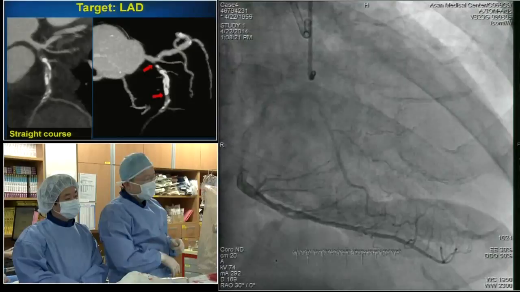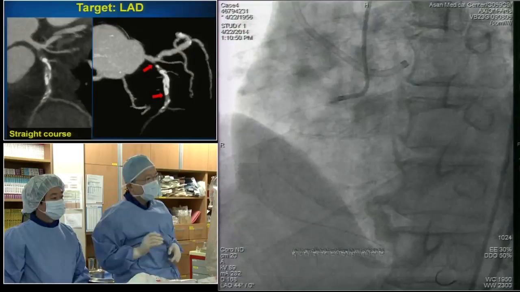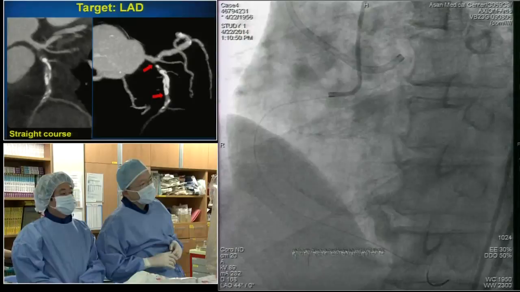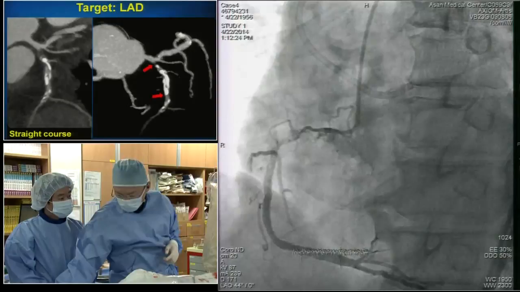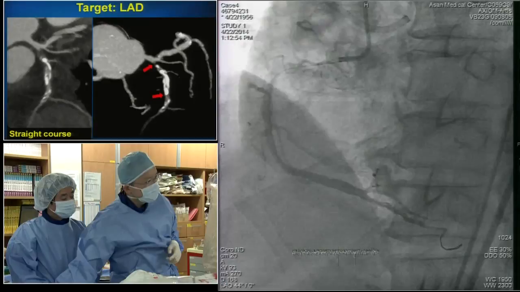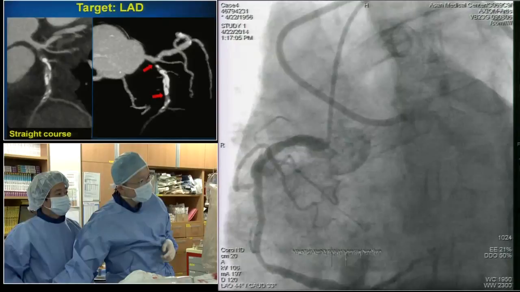I put a floppy wire into RCA, and using that wire as a support, I disengaged the mammary catheter. And again, no collateral. So very disappointed once again. Oh boy. No channel. When I injected from the left side, understand.